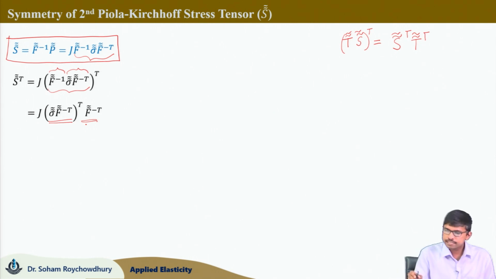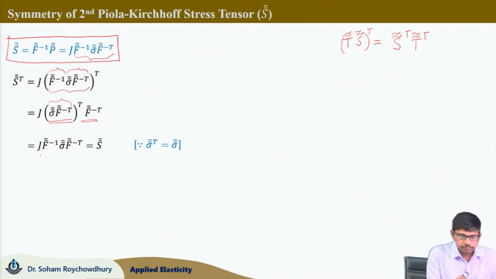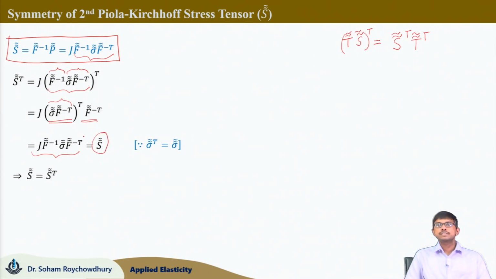Now, using the same formula once again for simplifying this first term, this would be J times F inverse sigma F inverse transpose, and I have already used the symmetry of the Cauchy stress tensor, sigma transpose equals sigma, here. Thus you can see this S transpose is coming out to be S. So, the second Piola-Kirchhoff stress tensor S is a symmetric tensor, and thus this is preferred over the first Piola-Kirchhoff stress tensor for measuring the stress in the undeformed or material configuration, in the initial configuration, because of its symmetry.